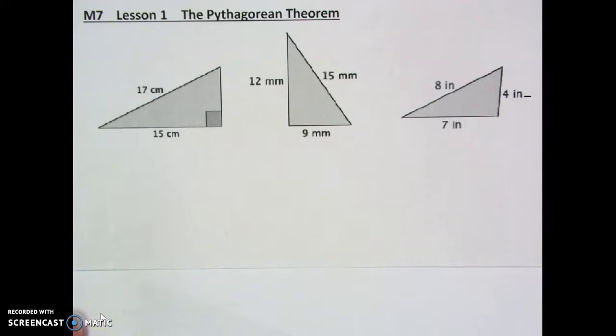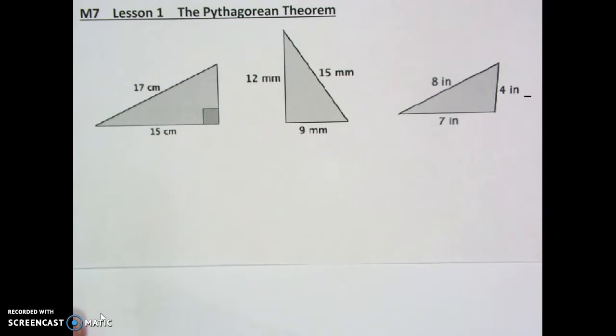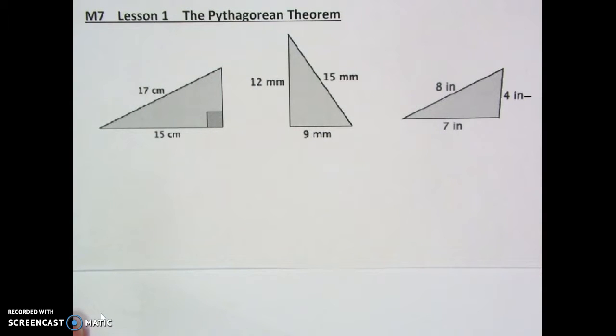Module 7, Lesson 1, the Pythagorean Theorem. We've talked about the Pythagorean Theorem before at the end of Module 2 and at the end of Module 3 for a couple lessons, so this is not the first time you've heard this year. Recall a couple things. One, the Pythagorean Theorem only works if you have a right triangle.